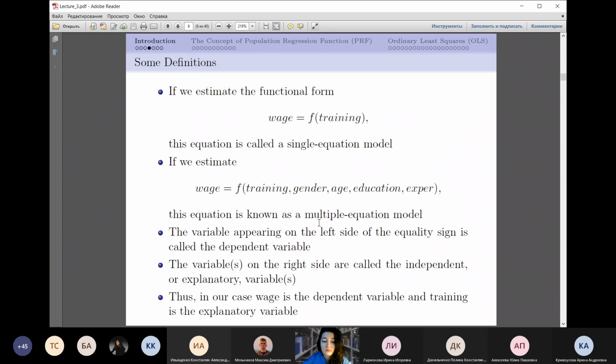But much of applied econometrics begins with some statement that y and x, let's say this is y and this is x, are two variables representing some population. And we are interested in studying how y varies with changes in x. So in the wage and training example, we want to explain wage in terms of x, in terms of training.